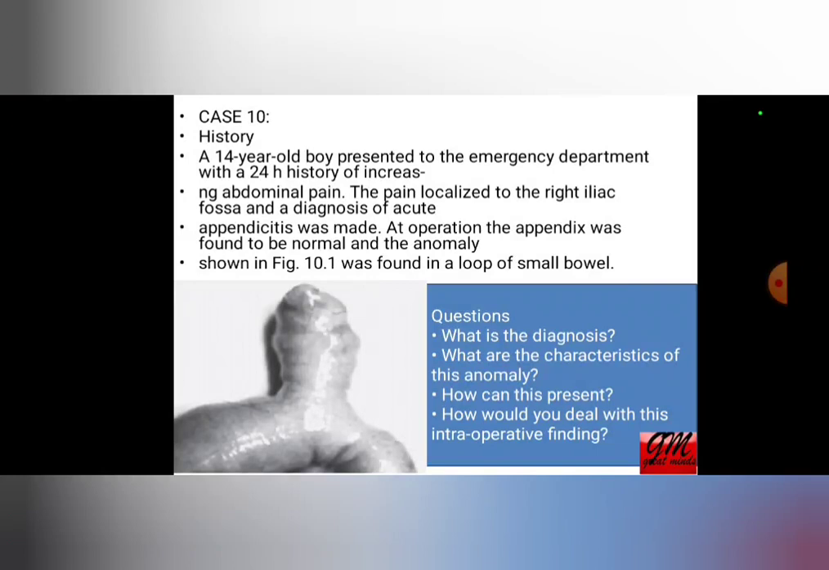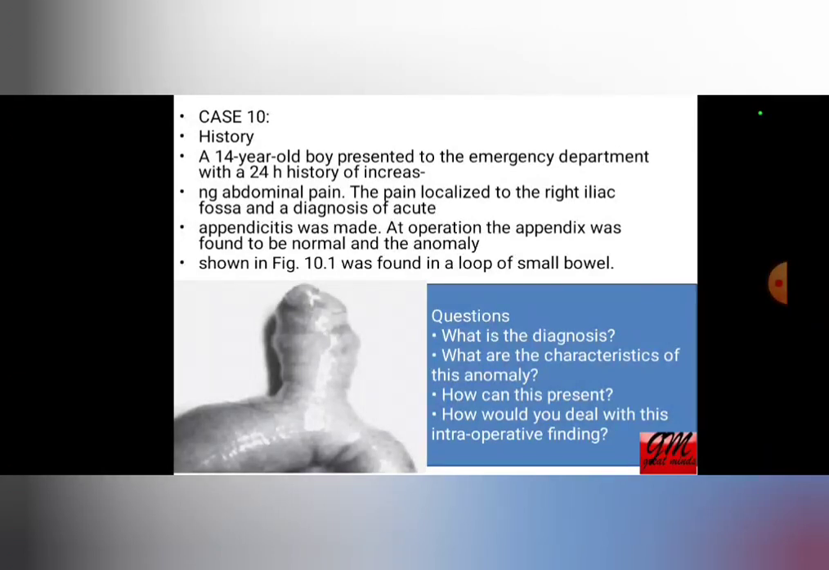At the operation, the appendix was found to be normal, and the abnormality shown in this patient in this figure was found at the small bowel. So the question is, what is the diagnosis? We need to know that this diagnosis is called Merkel diverticulitis. I did not say Merkel diverticulum.